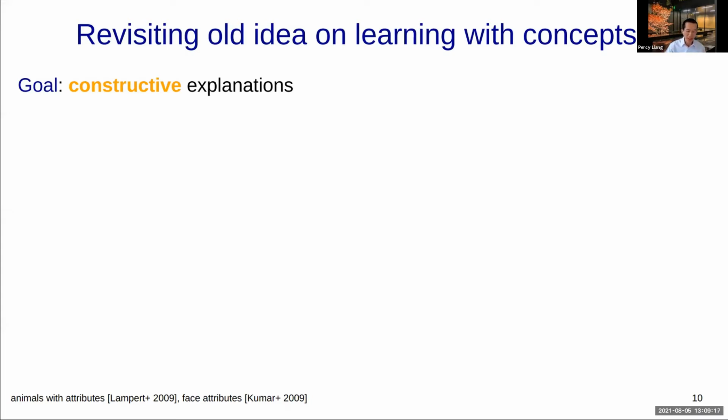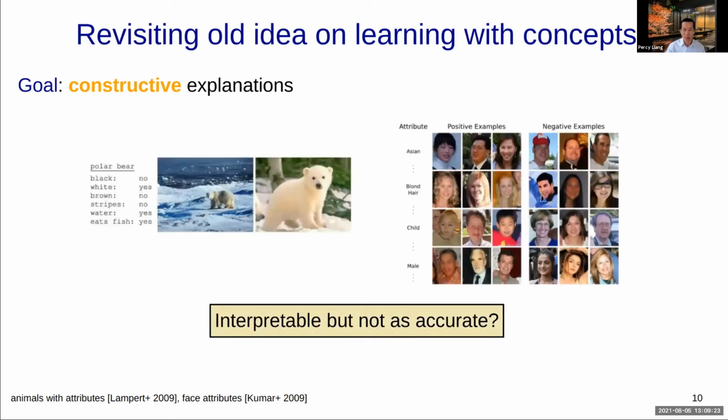So we're going to revisit this old idea of learning with concepts. Before deep learning took over everything, we had some work in computer vision where people tried to break up the problem into predicting various types of attributes and using those attributes to predict the final label. Often these methods were interpretable, but they weren't as accurate. It was subsumed by deep learning.